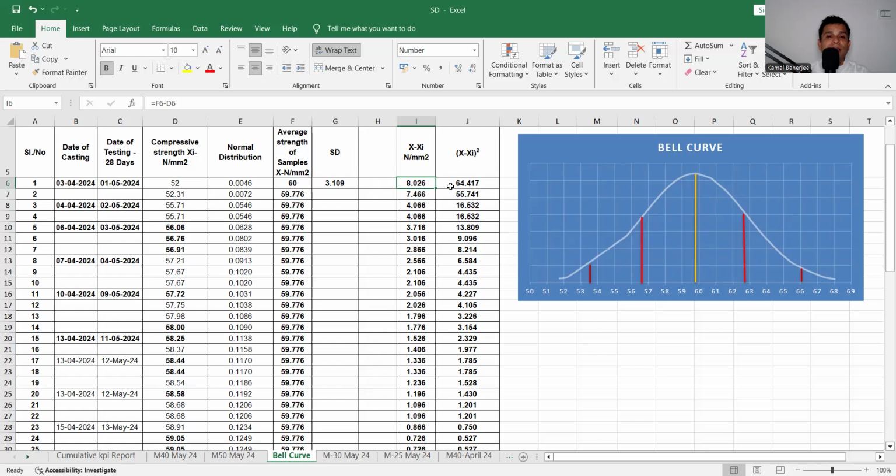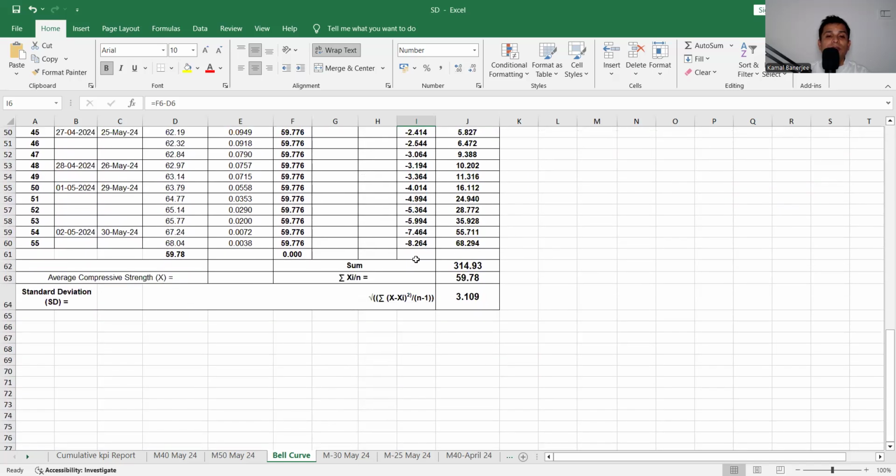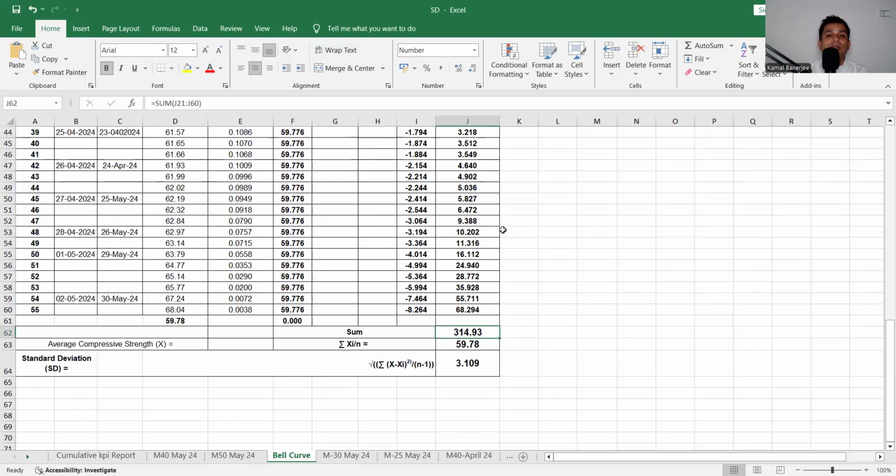So here we are getting the x minus x bar. Now we need to find the summation of x minus x bar squared. Here we are getting the summation. Now, what is the standard deviation? Square root of the summation of x minus x bar whole square divided by n minus 1. So x bar is 59.7, that is the average, and we are getting the x minus x bar whole square, divided by n minus 1.